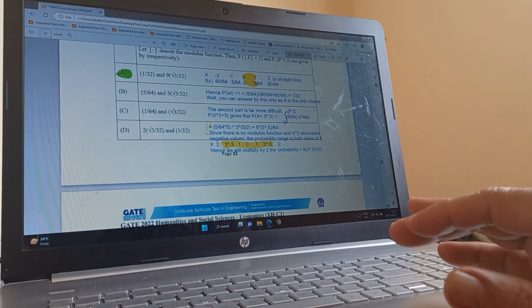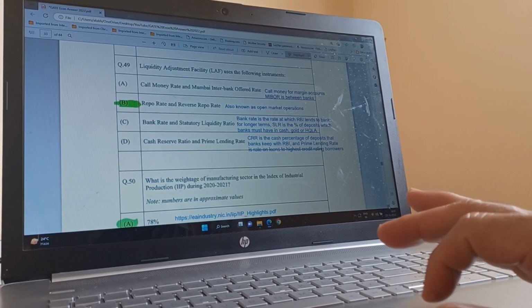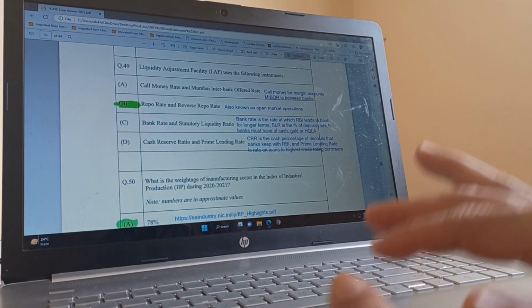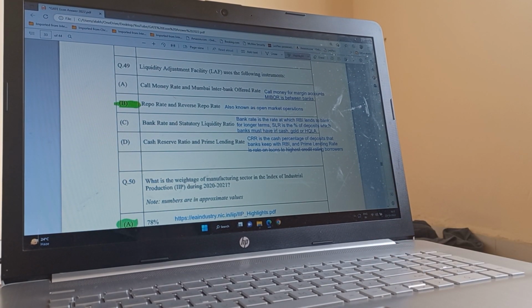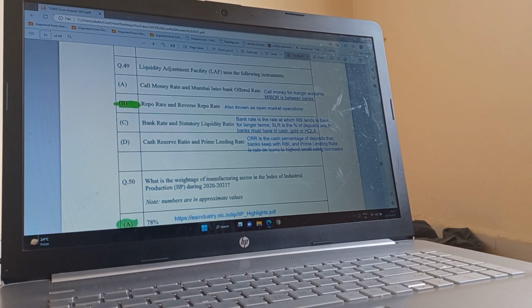Now I go to question number 49. This question asks, liquidity adjustment facility uses the following instruments. So this liquidity adjustment facility is nothing but open market operations where any central bank buys and sells government securities in the market, mostly to the banks, so that the money supply or liquidity can be adjusted.